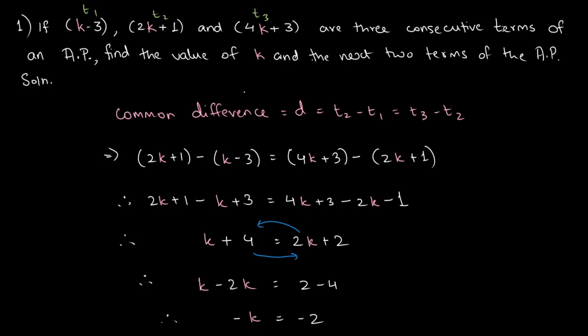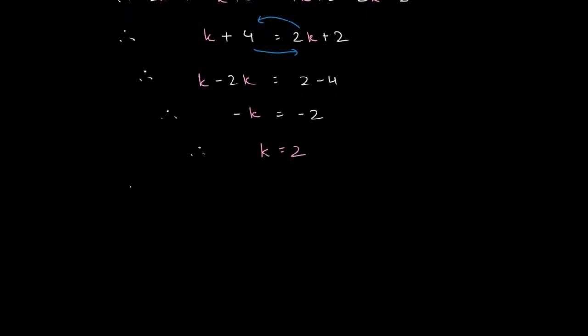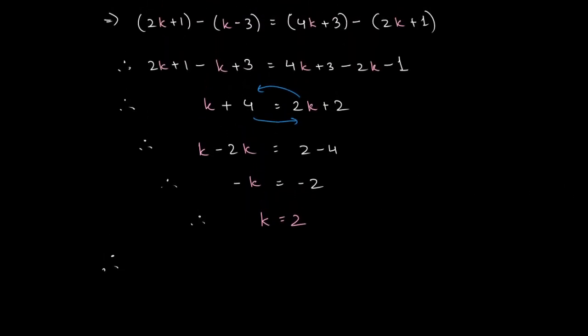Now in the question they've asked us to find the value of k and the next two terms of the AP. So these are the first three terms. I need to find the next two terms of the AP as well. So first let's substitute the value of k and find the first three terms. The first term, which is 2k plus 1, so 2 times k plus 1 will be equal to 2 times 2 plus 1, which is 4 plus 1 is 5.